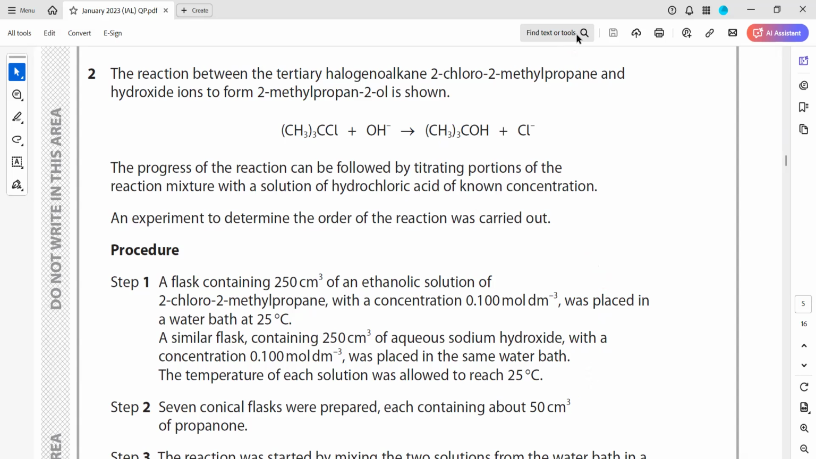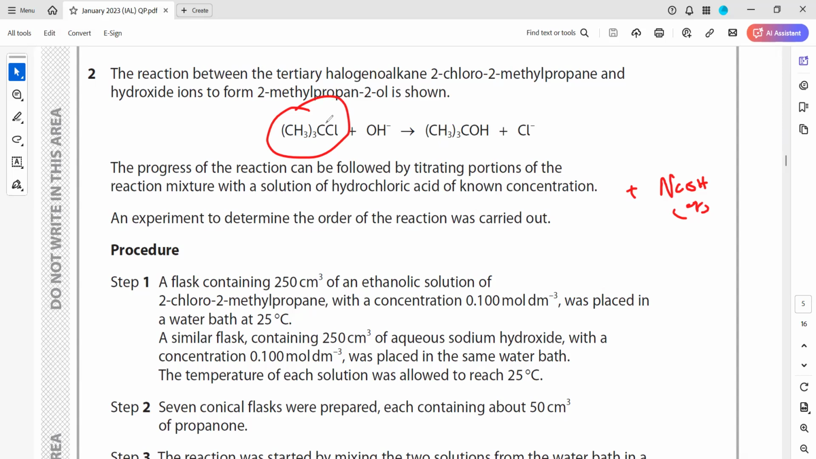If I add aqueous sodium hydroxide, it will have alcohol as well. Alcohol is there, and I will add aqueous sodium hydroxide, so I will have a common medium. Otherwise, if I had aqueous sodium hydroxide and I added this halogenoalkane, they won't mix with each other. So alcohol is acting like a solvent for both of them, a medium in which both can mix.